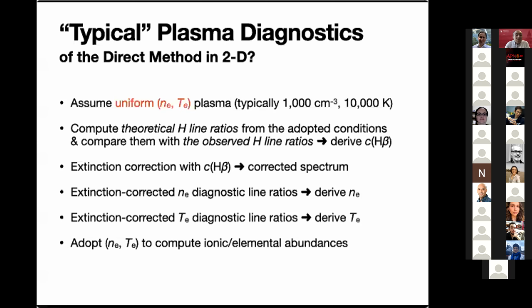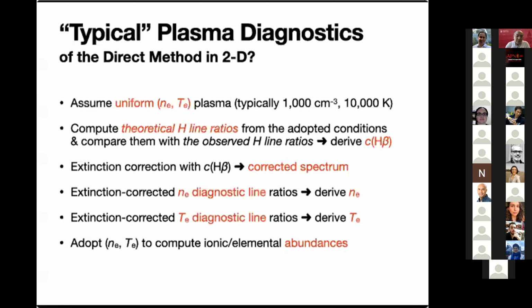If you do this, the rest is going to be compromised, because from the beginning this uniform distribution will give you a theoretical hydrogen line ratio that is uniform across the field. Then you compare that with your observed line ratio to derive the extinction. But you don't expect your intrinsic line ratio to be uniform.